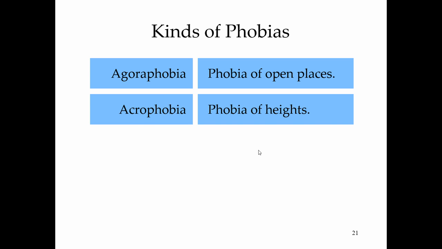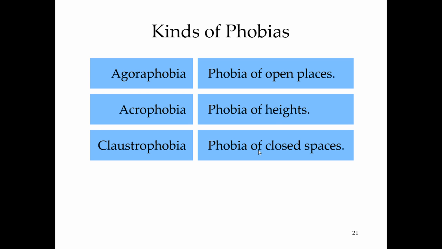Or acrophobia, a phobia of heights, or claustrophobia, a phobia of enclosed spaces. So, a person with claustrophobia, are you going to see them riding the elevator? No, you're not going to see them there because they're going to take the stairs. So here you see the element of avoidance demonstrated.